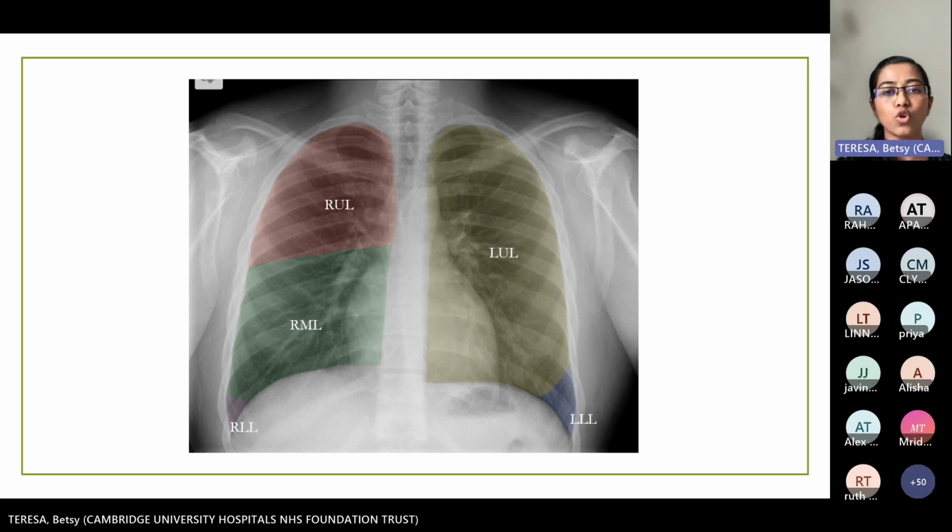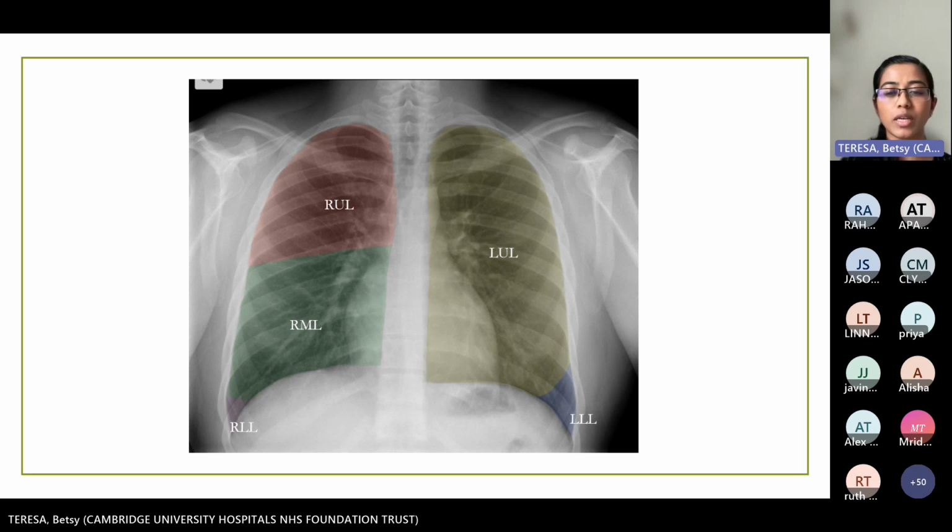In the context of lobar pneumonia, we need to know what the lobar anatomy of a normal chest X-ray looks like. This is just an illustration to demonstrate the same. If you look at the figures, you can very clearly see that on the right side, you have the right upper lobe, the right middle lobe, and the right lower lobe, which is the purple one. The diaphragm is mostly formed by the right lower lobe. Similarly, on the left side, you can see the left upper lobe and the left lower lobe.